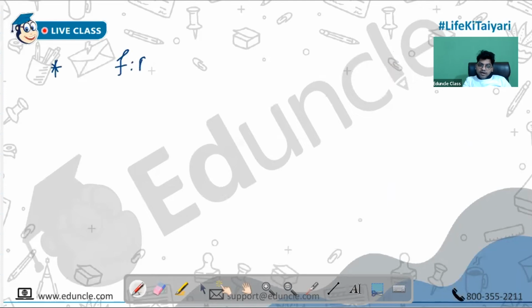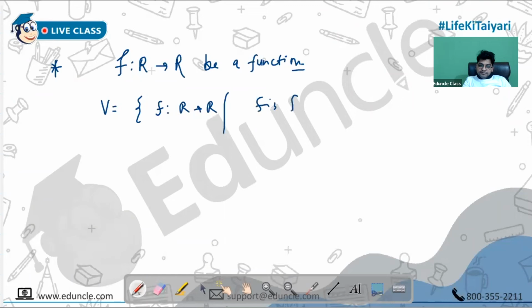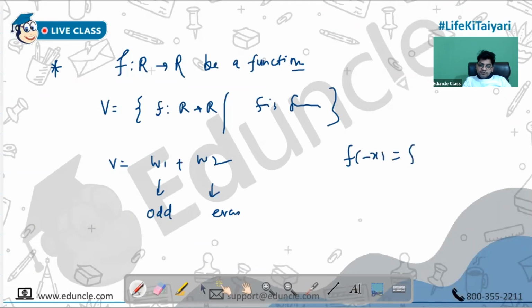One more question you can see. F is R to R, a function, and V is a vector space, the set of all functions from R to R. Then V can be written as W1 plus W2, where W1 is the set of even functions and W2 the set of odd functions. Odd function means f of minus x is equal to minus f of x.